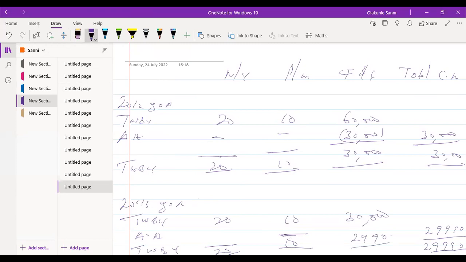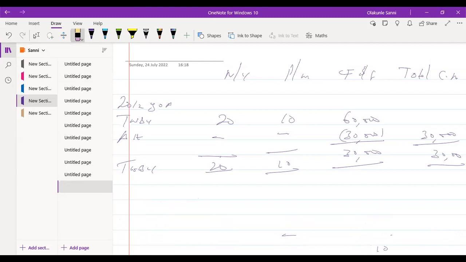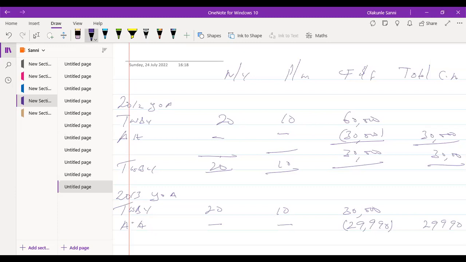This other figure here is not clear. Okay, I'm coming. Let me write it. Maybe you didn't see, let me clean everything up. 2013 year of assessment. Tax written down value. I have 20, 30,000. Are you with me, sir? Yes. Annual allowance, dash 29,990. What is the total capital allowance? 29,990. And I will have tax written down value 20. This will also be 10, and this will be 10. Is it clear now, sir? Yes.